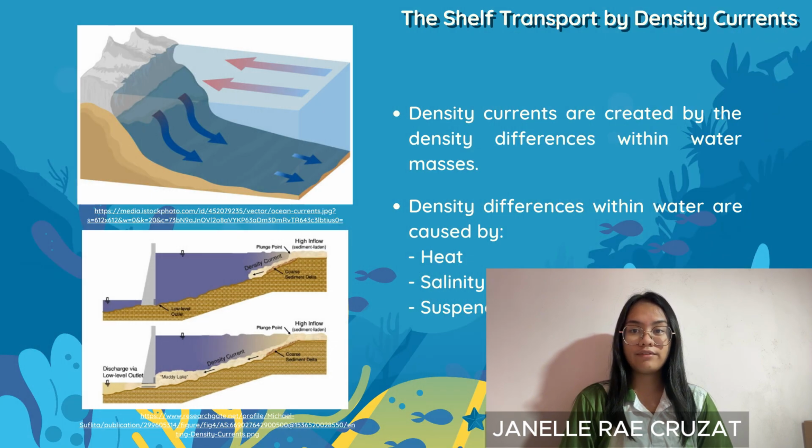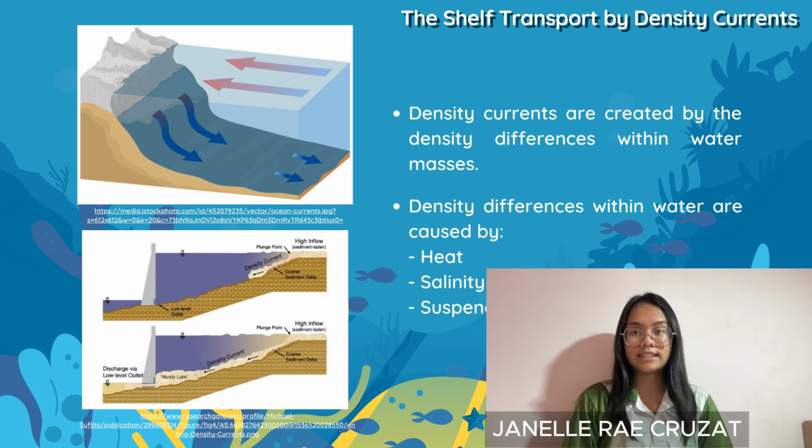Density currents are gravity-driven flows that occur within a fluid, such as water, due to the differences in density between two water masses. These currents play an important role in transporting sediments, nutrients, and other materials across the continental shelf and into deeper marine environments. So how are density currents created? It begins with density differences within the water.